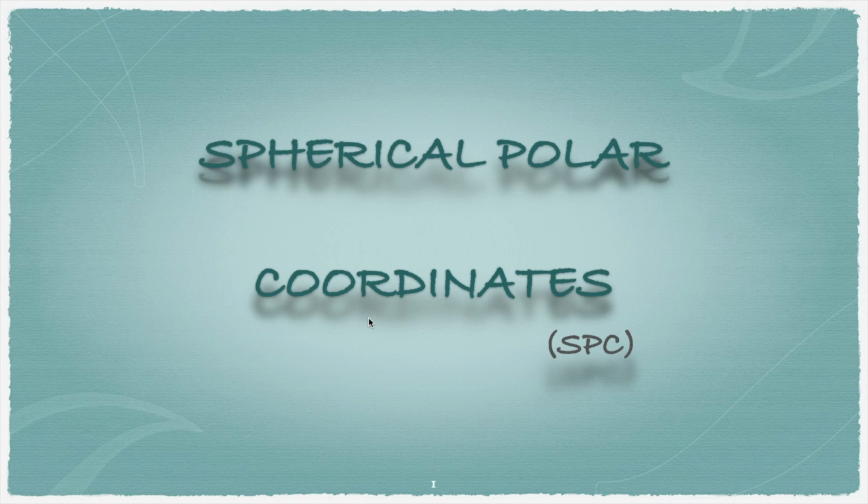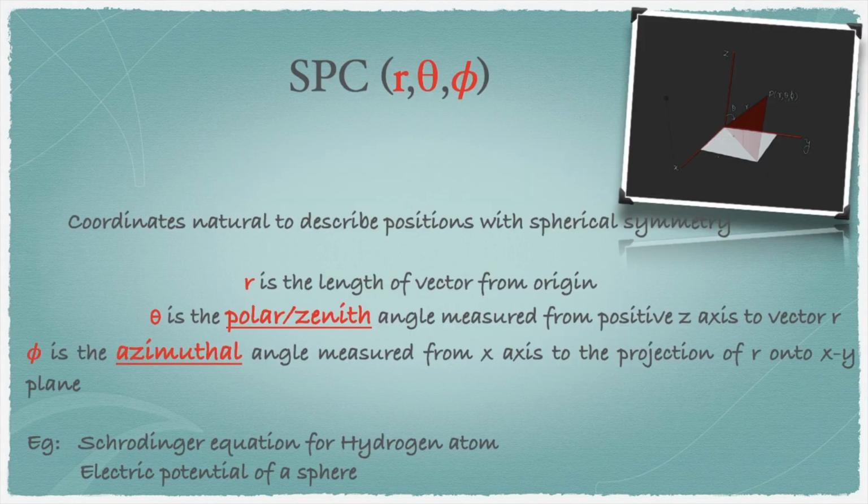Spherical polar coordinates. Spherical polar coordinates are a system of curvilinear coordinates that are natural for describing positions on a sphere or with spherical symmetry. And we find extensive use of this in physics, for example, while solving the Schrödinger equation for the hydrogen atom or, say, the electric potential of a sphere.